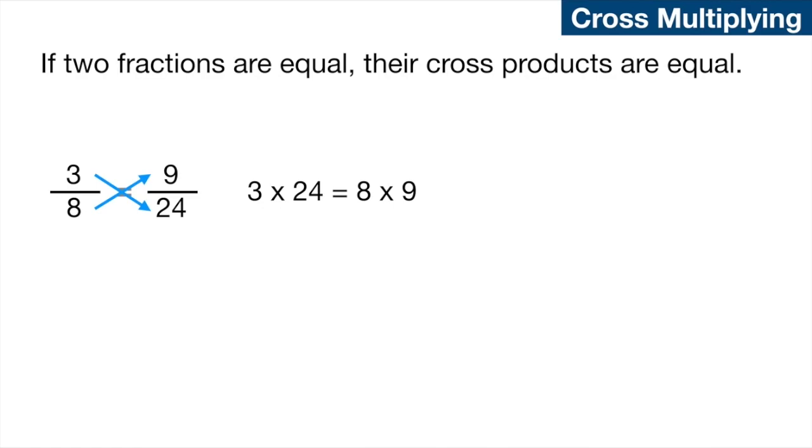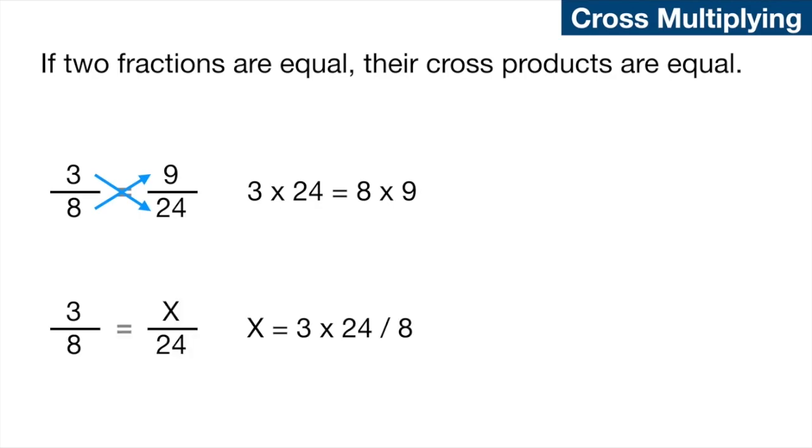Now, another important feature of fractions is the ability to cross multiply. If two fractions are equal, their cross products are equal. So here we have 3/8 is equal to 9 over 24. And what we know then about these two fractions, since they're equal, we know that 3 times 24 is equal to 8 times 9. So the two cross products of these fractions is equal.